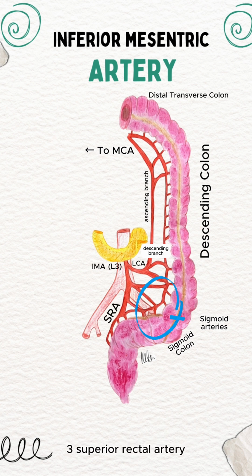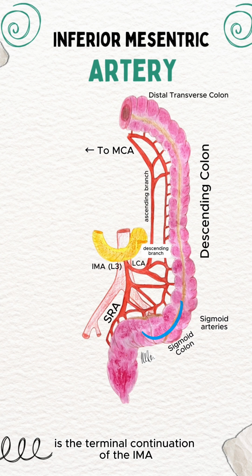3. Superior rectal artery is the terminal continuation of the IMA. It descends into the pelvis, supplying the rectum and anastomosing with the middle and inferior rectal arteries.